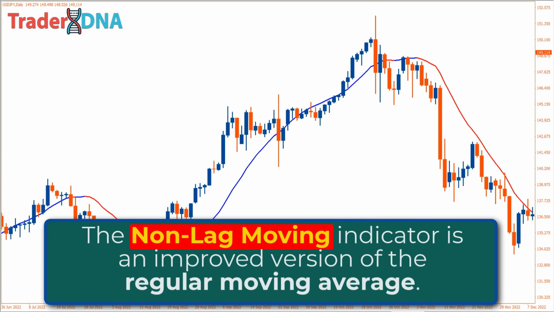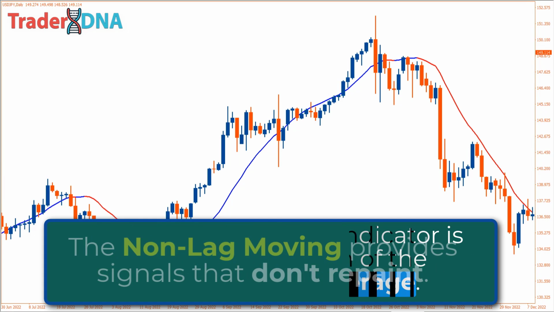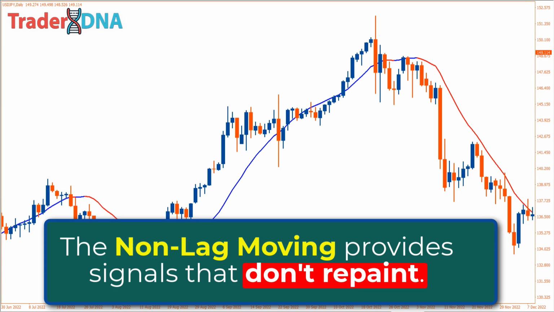The non-lag moving indicator is an improved version of the regular moving average. It was carefully built with smoothing features that reduce price lag to almost zero, and it provides signals that don't repaint. This indicator is also highly responsive, which means it gives signals quickly. Despite being responsive, the non-repaint signals it generates are quite accurate.